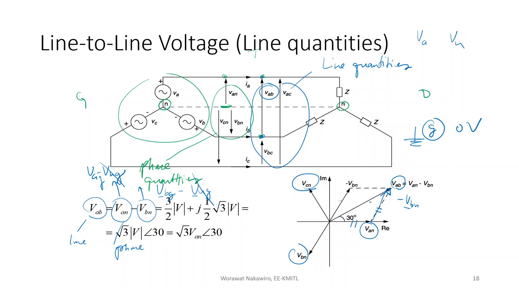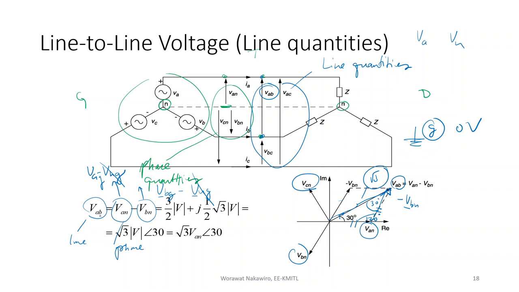With the equal base angles here, okay? And the sum of the angles inside the triangle is 180 degrees. So this is 120 degrees, right? And that is 120. Okay, with the equal length of this, so the length of this vector is square root 3, okay, and the angle is shifted by plus 30 degrees, okay, so that's why you can write a single relationship.